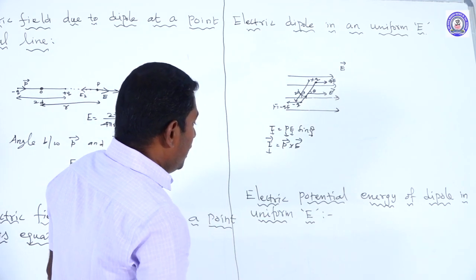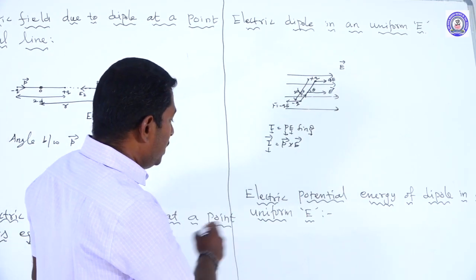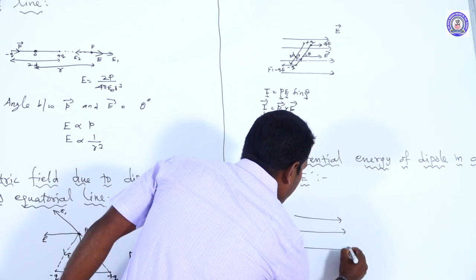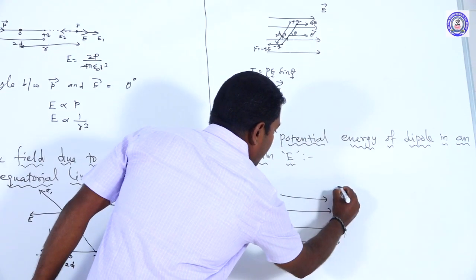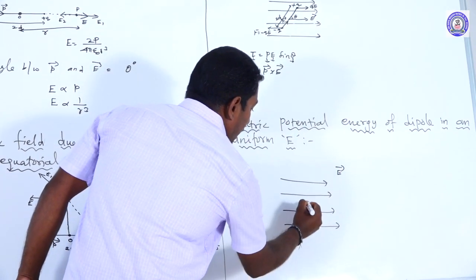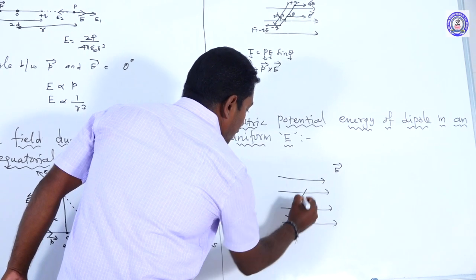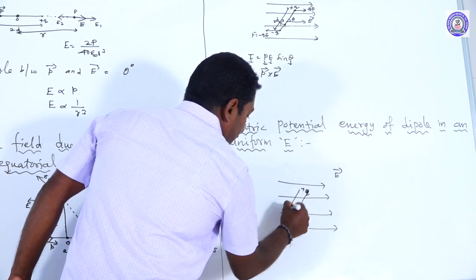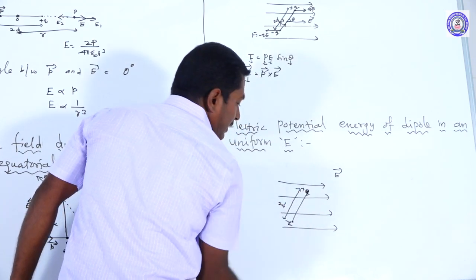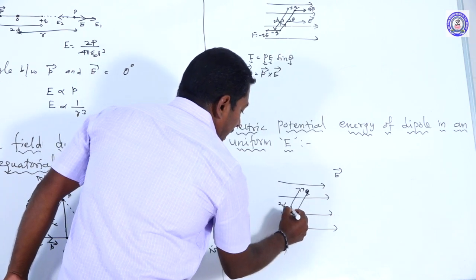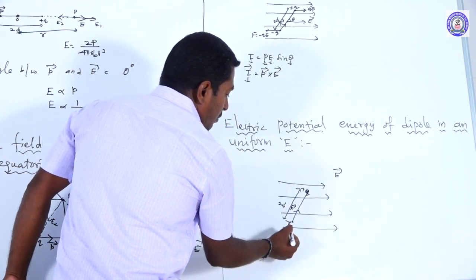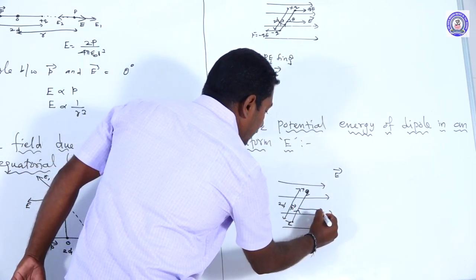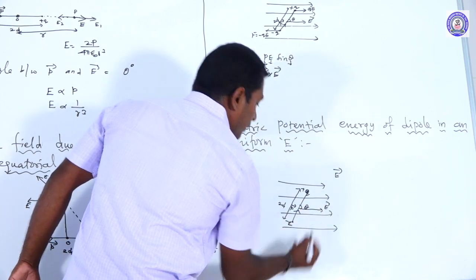So next topic: electric potential energy of a dipole in a uniform electric field. Let us consider a uniform electric field directed towards the right. Let me assume an electric dipole, minus Q charge and plus Q charge, separated by 2D distance. It will constitute an electric dipole. The direction of dipole moment acts along this direction, from minus Q charge to plus Q charge. Thus the dipole axis makes a theta angle with the direction of the electric field.